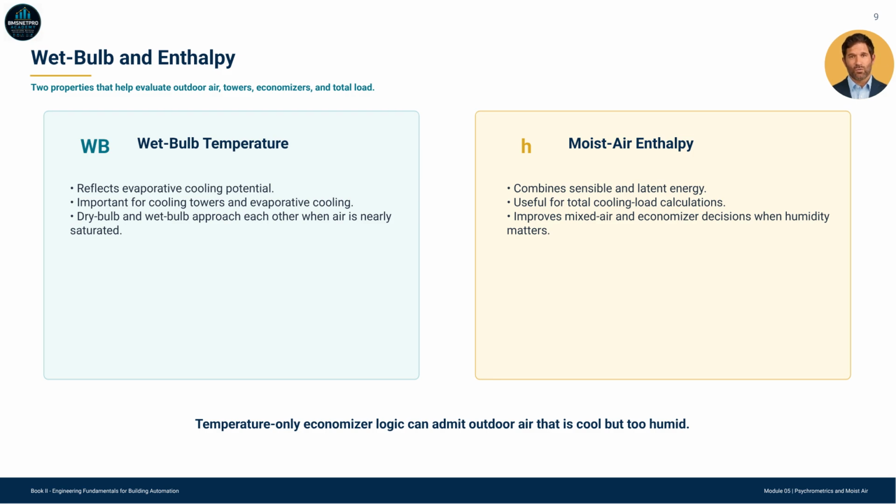This becomes very important for economizer logic. Outdoor air may be cooler than return air by dry bulb temperature, but if it is very humid, it can still contain more total energy. A temperature-only economizer may save compressor energy in one condition and create humidity or latent load problems in another. A good BAS decision looks at the property that matches the risk. For total energy, think enthalpy. For condensation risk, think dew point.